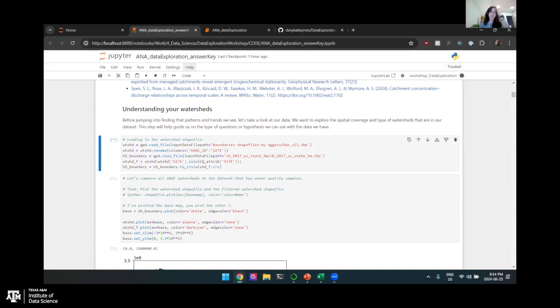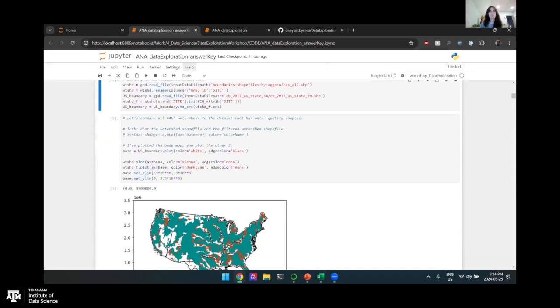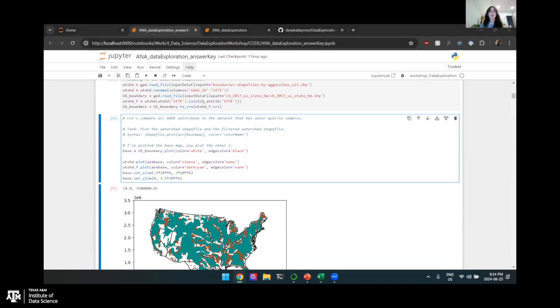So we're just loading in here some of our watershed shape files, different watershed shapes and boundaries, mostly for plotting. The data set we're using is called Gauges Watersheds, a USGS data set. What we want to do is first start off by plotting where our watersheds are.